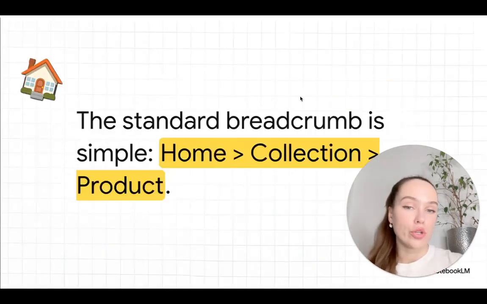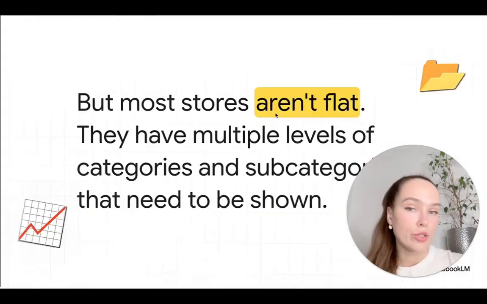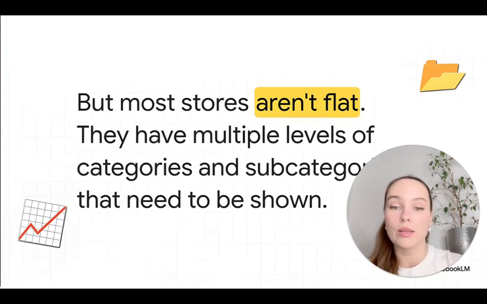So, in a standard Shopify store, breadcrumbs follow a simple structure. There is home, there is collection, and then the product. And when you navigate through your store, homepage to a collection to a product, Shopify builds the breadcrumb based on that path. And this works perfectly well if we talk about a simple store with a flat structure. But in reality, most stores are not flat. They have categories, subcategories, and sometimes 3 or 4 levels of organization.